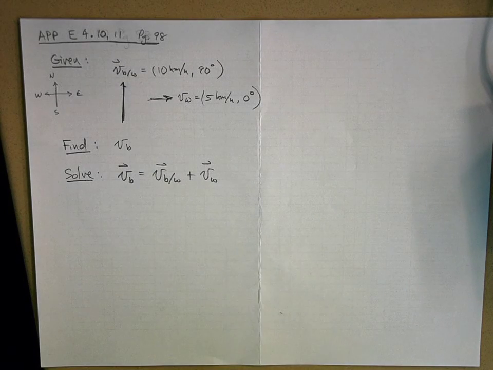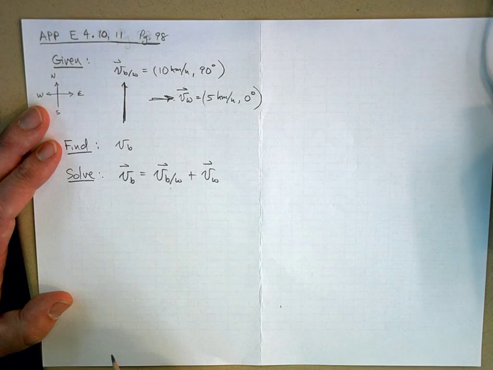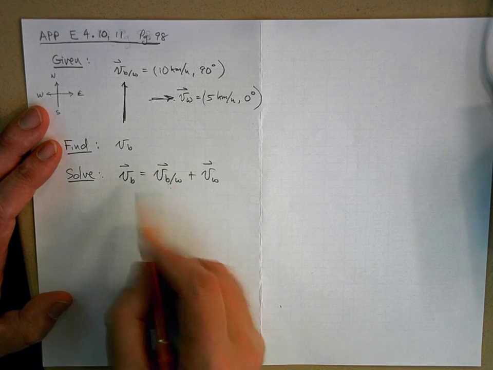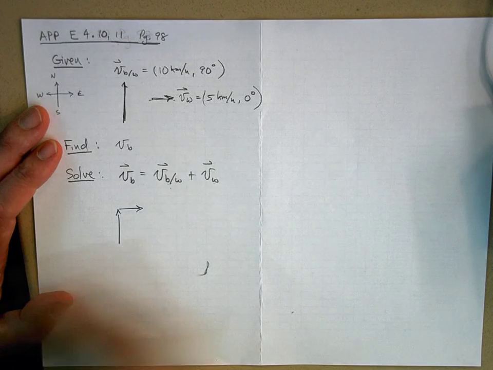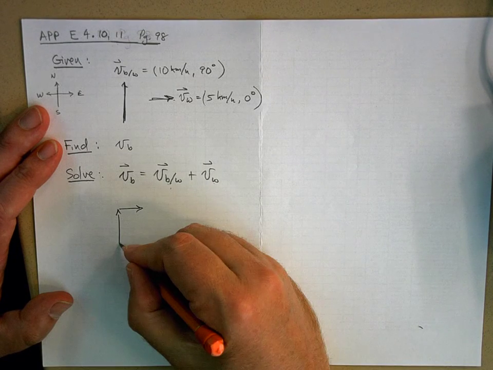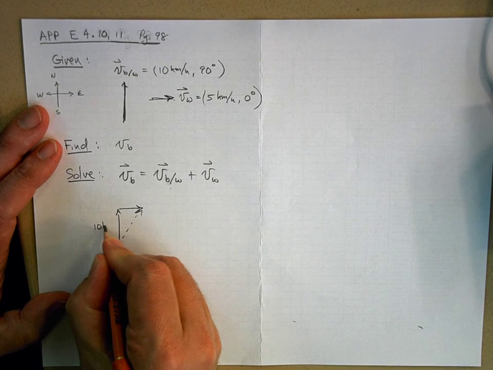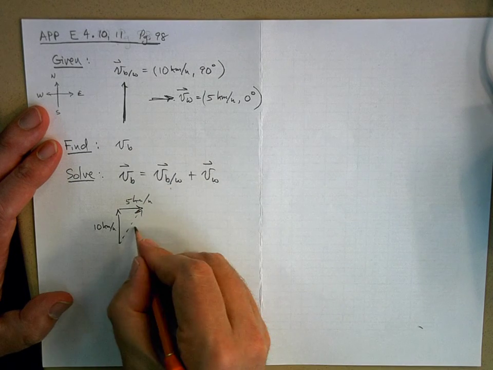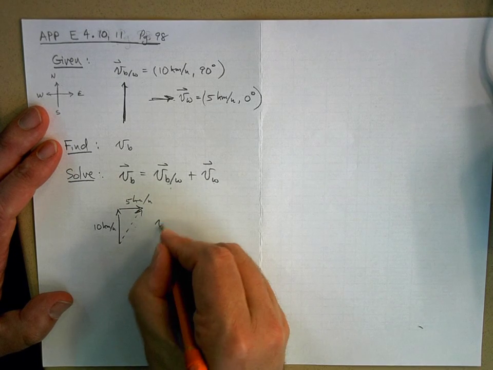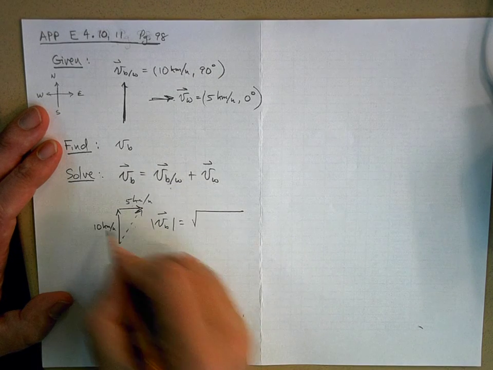So I do that. Then I try to draw a picture of it, and this one's pretty easy to draw. I just use this because I know these two, and these are the two vectors that I'm going to add together. So it's the velocity of the boat compared to the water plus the velocity of the water, and that gives me my answer, the velocity of the boat. So this is 10 kilometers per hour, this is 5 kilometers per hour, and the magnitude of the velocity of the boat is going to be 5 squared plus 10 squared.